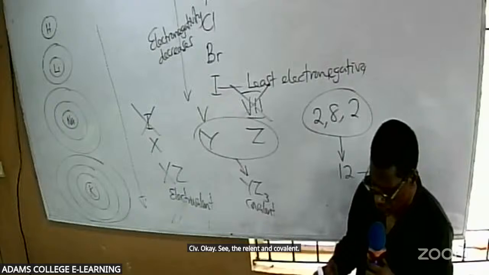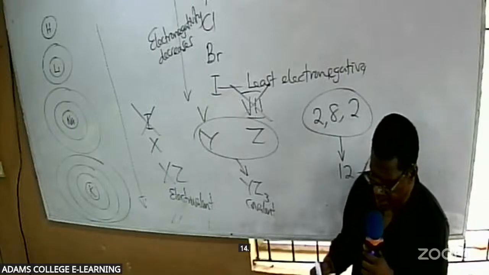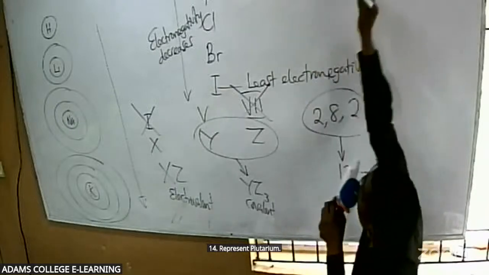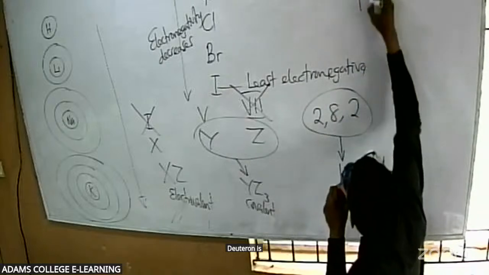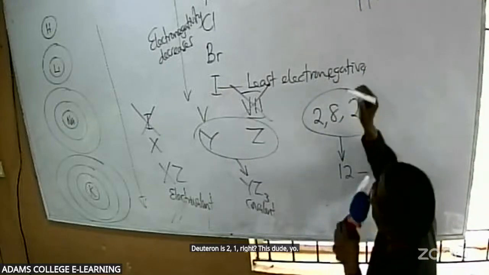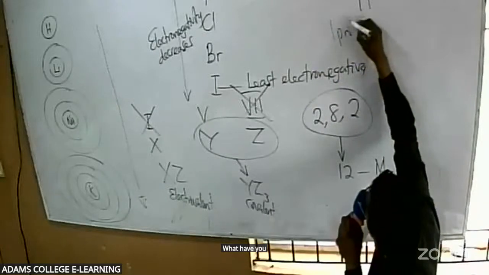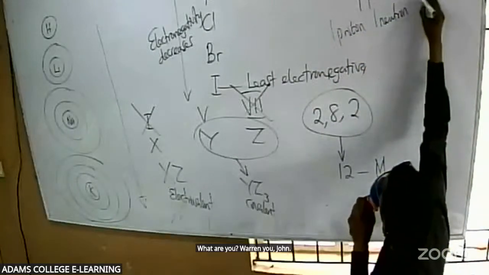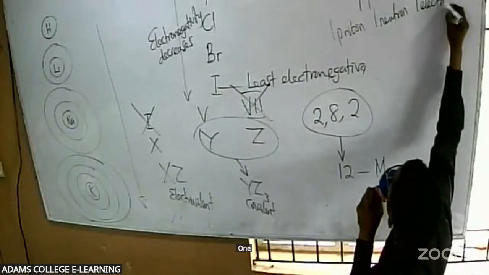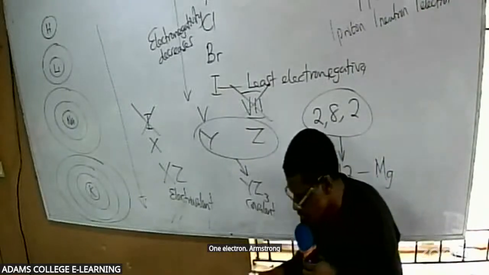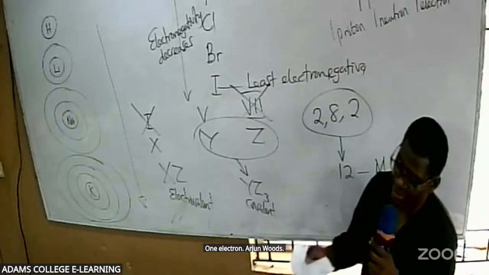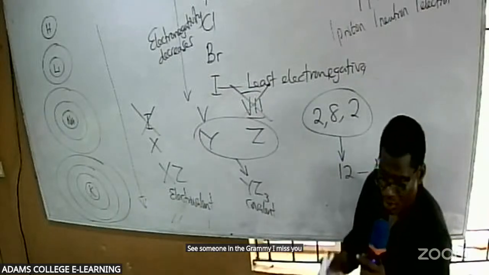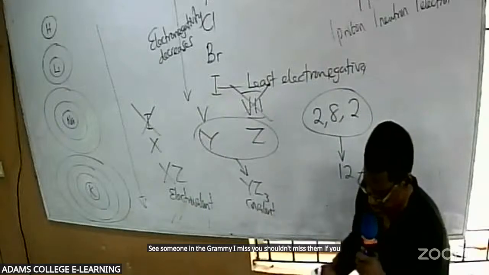14. Which of the following atoms represents deuterium? Deuterium is 2-1, right? This is deuterium. What does it have? 1 proton, 1 neutron, 1 electron. Option what? See, some of the questions you are missing. You shouldn't miss them if you put your mind there.